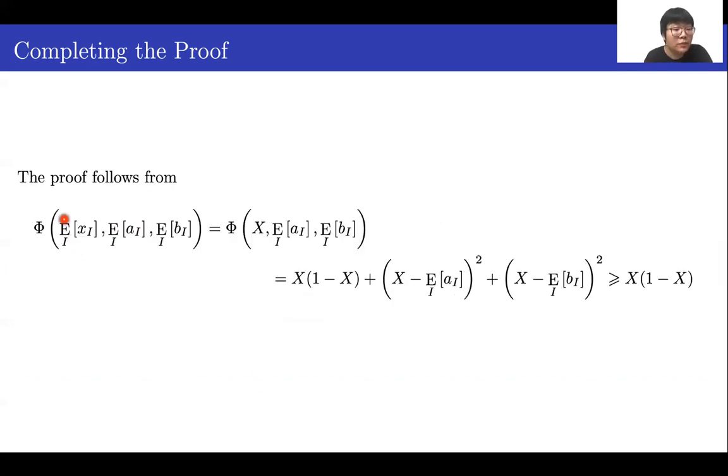So now the proof follows from the following simple facts. Because the expectation of the expected output at each child node is exactly the expected output at the root, which is x. Now recall that this potential function can be written as the first input x times 1 minus x plus two square terms, which are non-negative. So this is greater than or equal to x times 1 minus x. And this completes the proof.